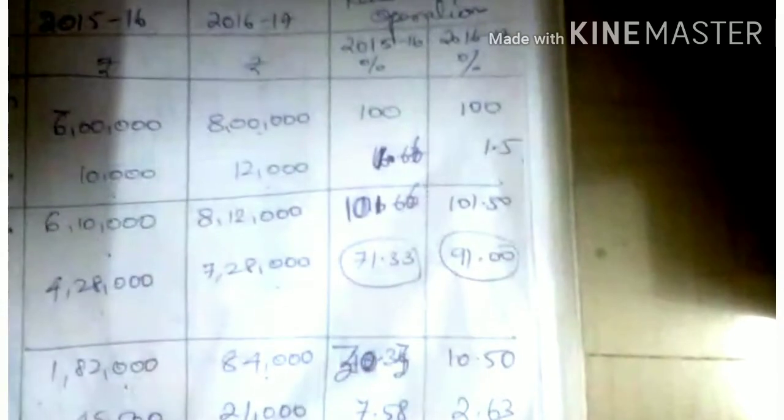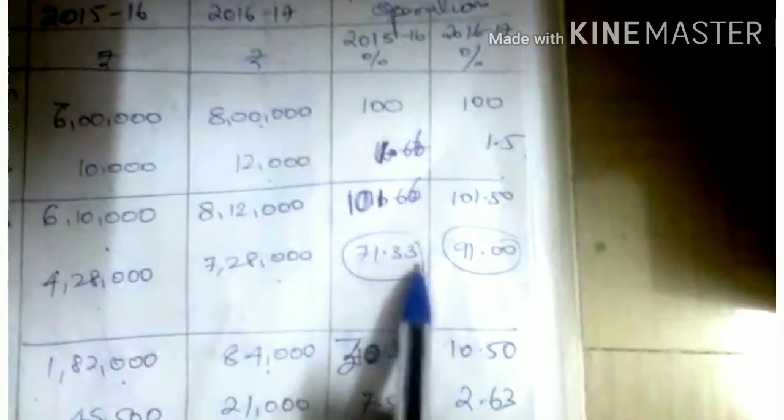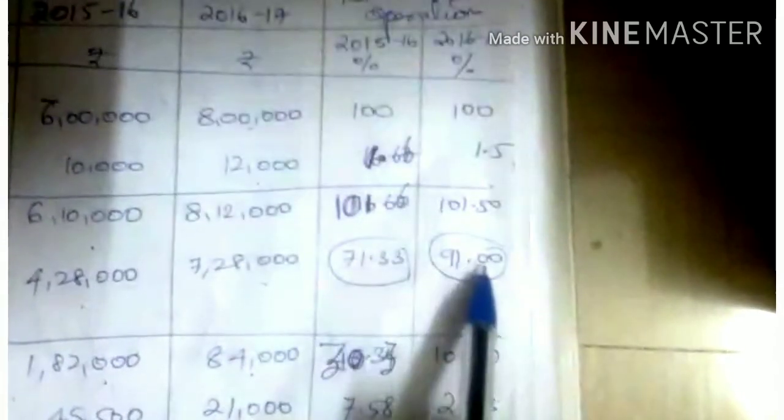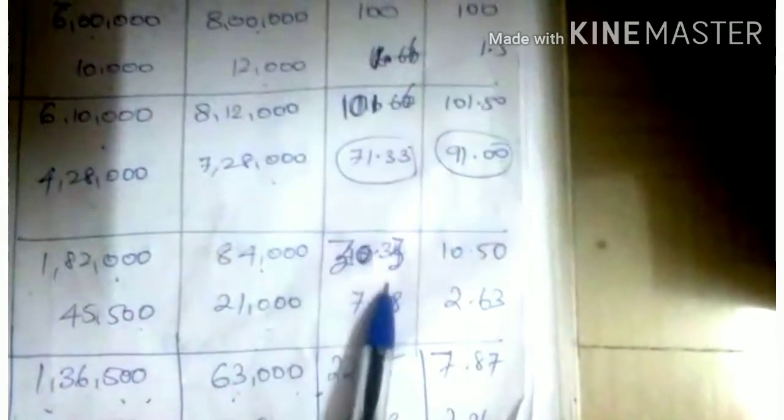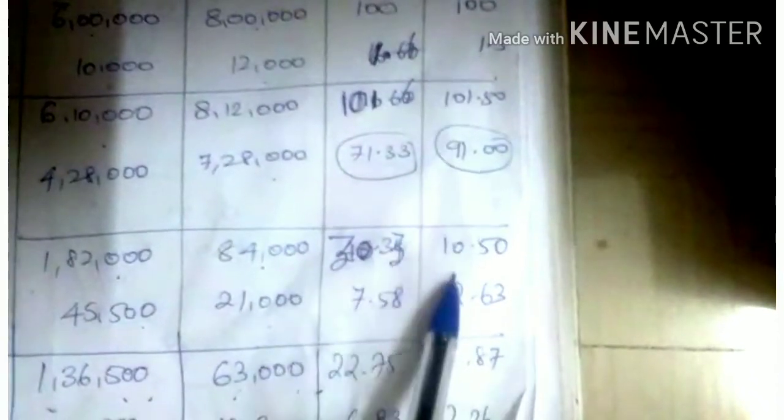This figure I am going to transfer here. See, I put it here. 71.33 and 91, so cost of revenue from operation is 71.33, and this year 91%. Then gross profit you can do automatically. 101.66 minus 71.33, we get 30.33. Similarly 101.50 minus 91% you get 10.50.